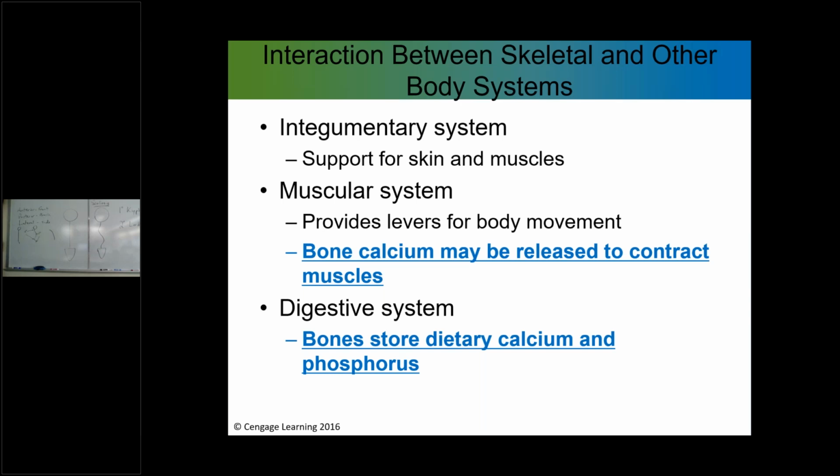And you'll see here as far as the integumentary system, the skeleton, what does it do? It provides support for the skin and muscles. Muscular system, working in conjunction to move the body. As far as skeletal muscle, provides levers for body movement. Calcium can be released to contract muscles. Remember I said that, very important for the nervous system and the muscular system to have plenty of calcium present. The digestive system, dietary calcium and phosphorus, it's important, so it acts as a bank for that.